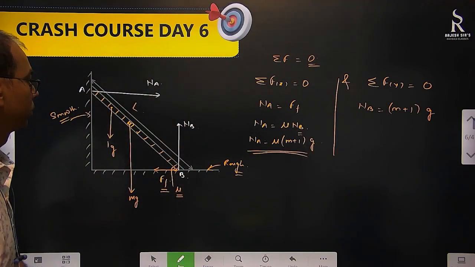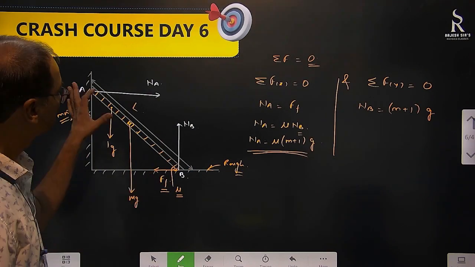Okay, now what more can we do? Now we have to talk about its rotational equilibrium.